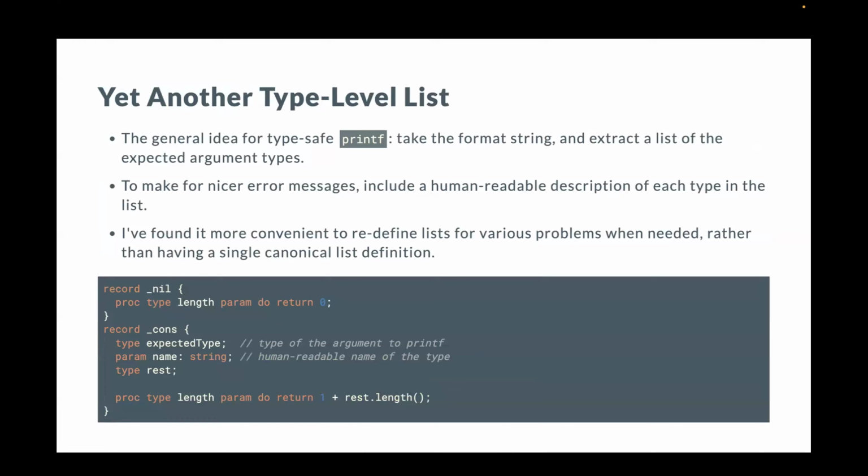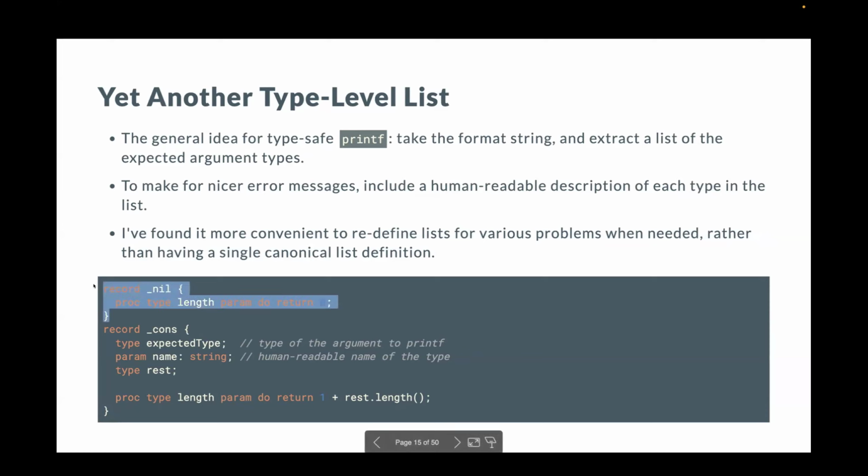The general idea, though, is another type level list. What we'll do is take the format string as a param compile time string and extract from it a compile time list of the expected argument types. To make for nice error messages, I'll also have this list include the human readable description of each type, though I recognize in retrospect that this is unnecessary. Finally, I found it more convenient to just redefine lists for various problems instead of using the same list definition over and over, because I can make them more specific to my use case.